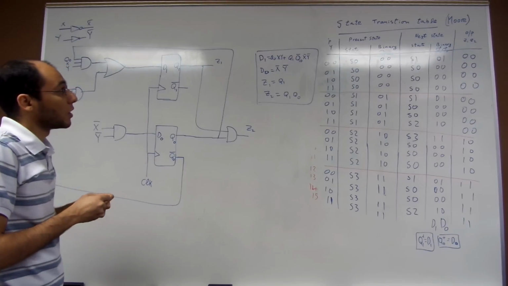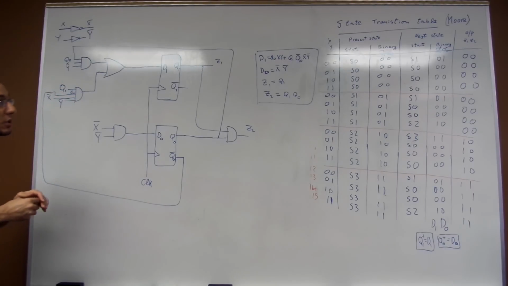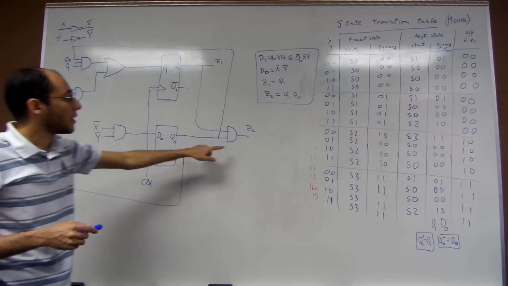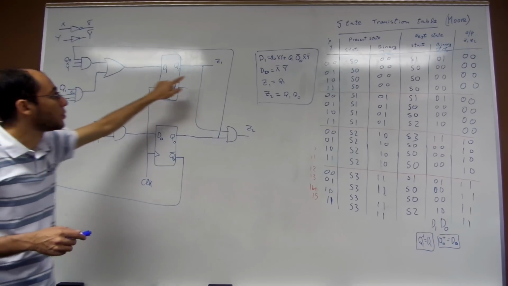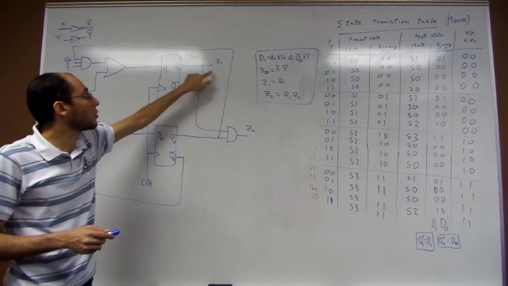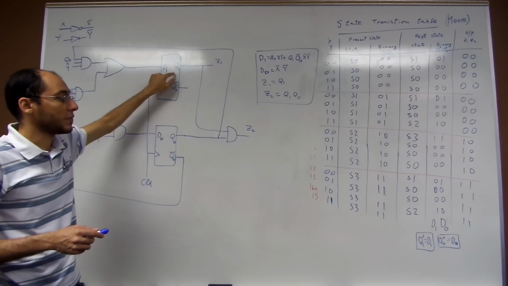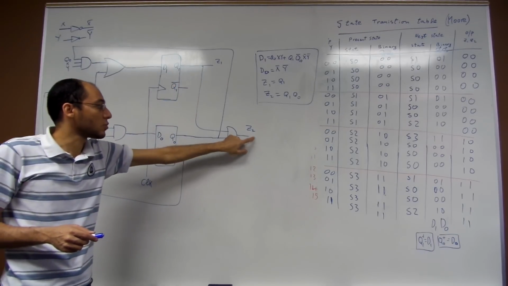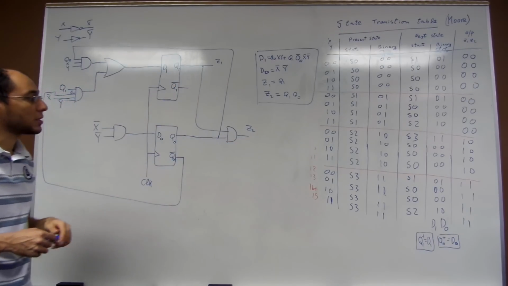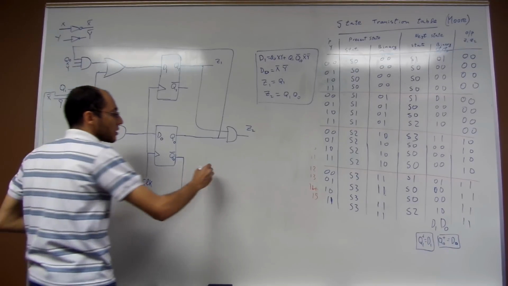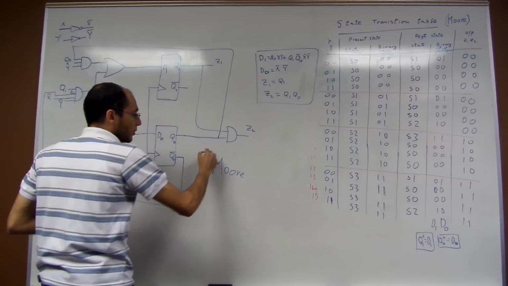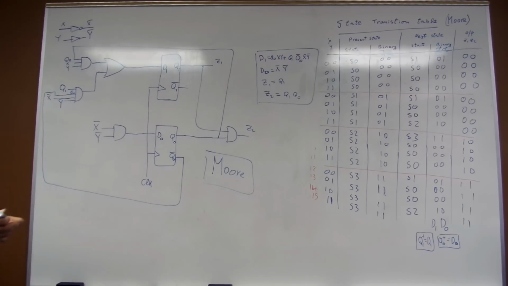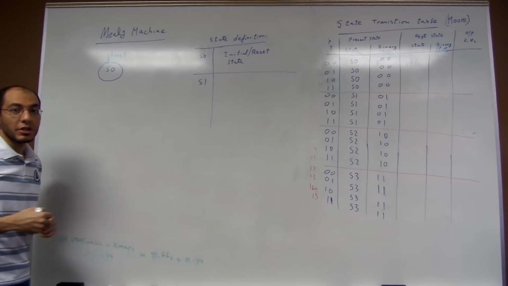So this is the circuit for the Moore machine. As you can see, there is no relation between Z2 and the inputs, or between Z1 and the inputs. Z1 is only a function of the state. Z2 as well, it is only a function of the state, not a function of the inputs, and that is why it is called a Moore machine. So right now we're going to do the Mealy machine.